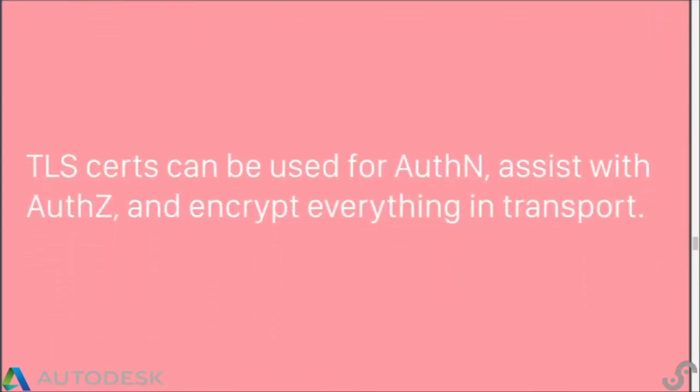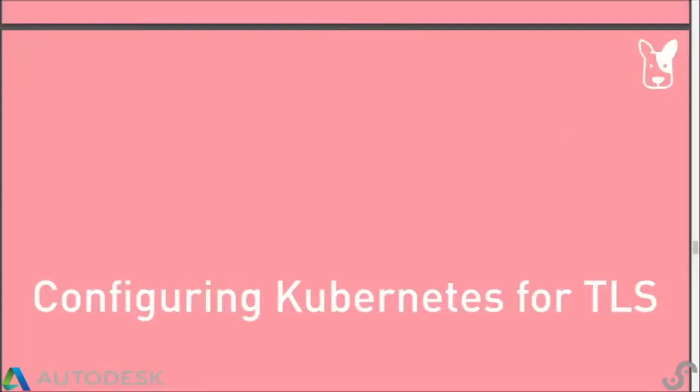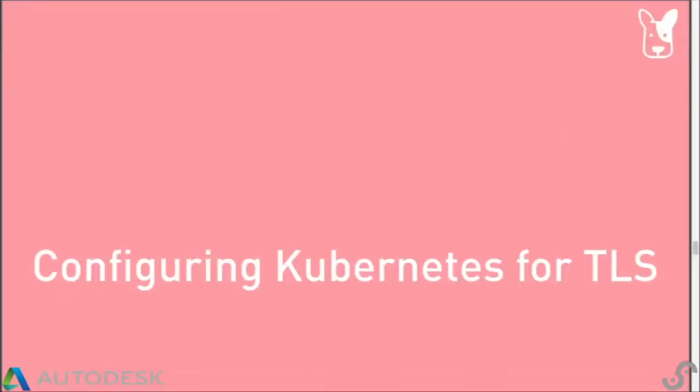So TLS certs can be used to solve all these problems for us. You can use them for authentication. They can assist with authorization: if you're using RBAC and embed the group name into the cert, then during the authorization stage it'll introspect into the cert, pull out the group name, and apply the correct permissions. So that's pretty cool. And of course, transport encryption.